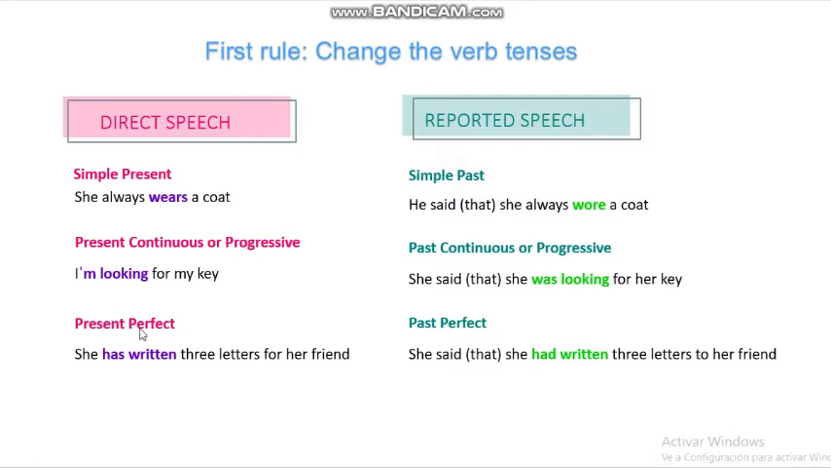The present perfect. The sentence in present perfect says, she has written 3 letters for her friend. Has written is in present perfect. It becomes past perfect. She said that she had written 3 letters to her friend.